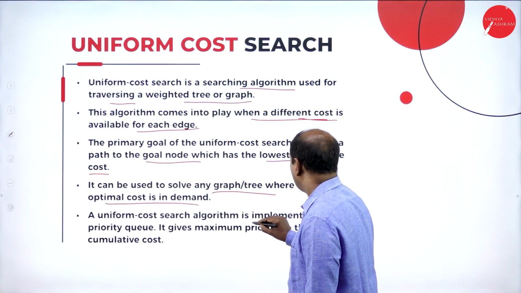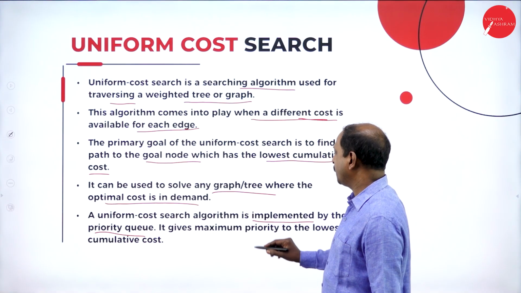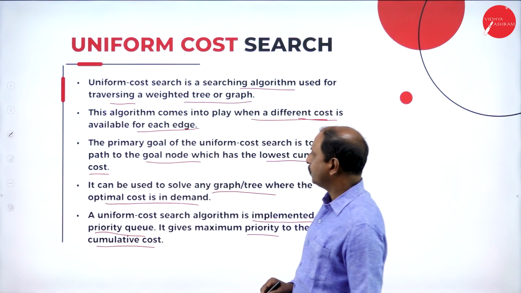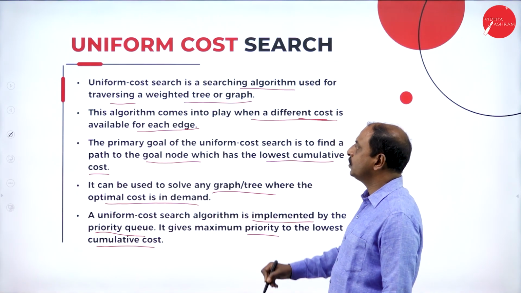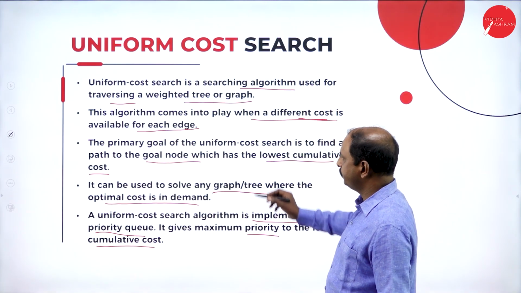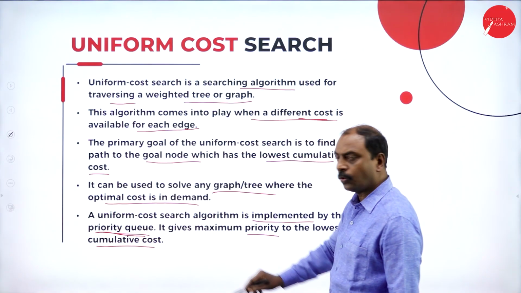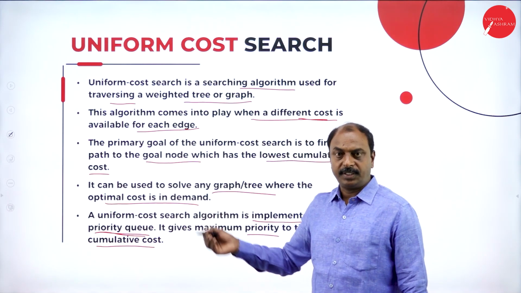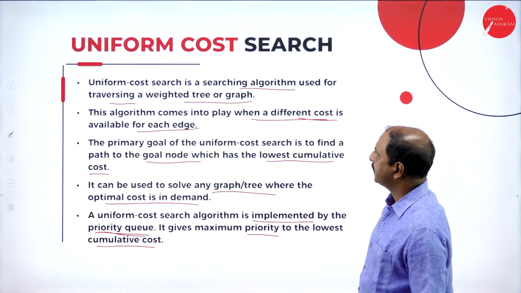Now, this algorithm is implemented by a priority queue. So it gives the maximum priority to the lowest cumulative cost. So as we know, this uniform cost search algorithm is going to work with the cost for each edge, and it is going to give priority to the nodes which have the lowest cumulative cost. So this is the definition of uniform cost search. Now let's see the example for this.